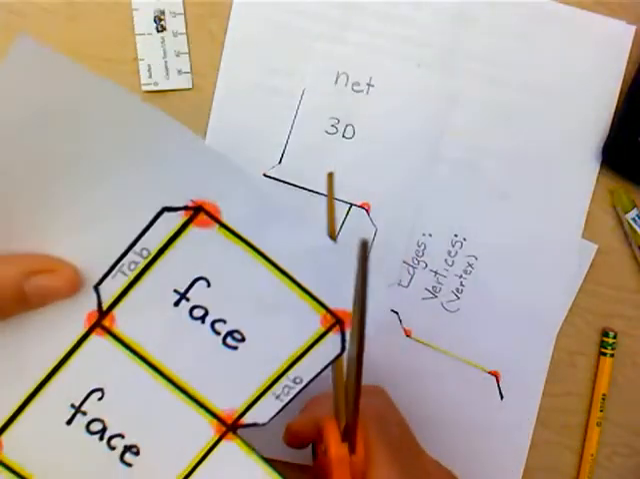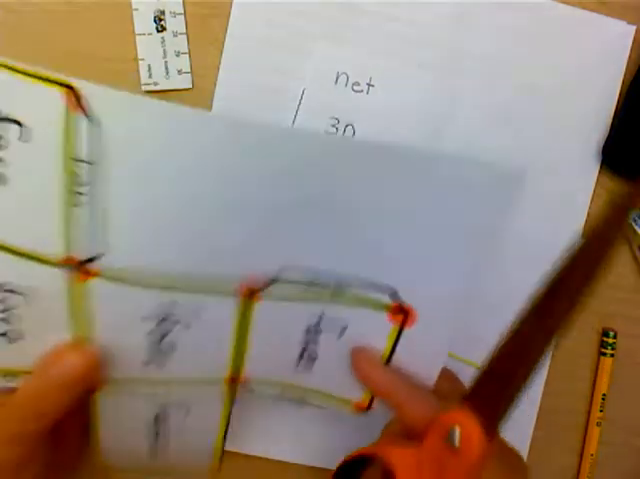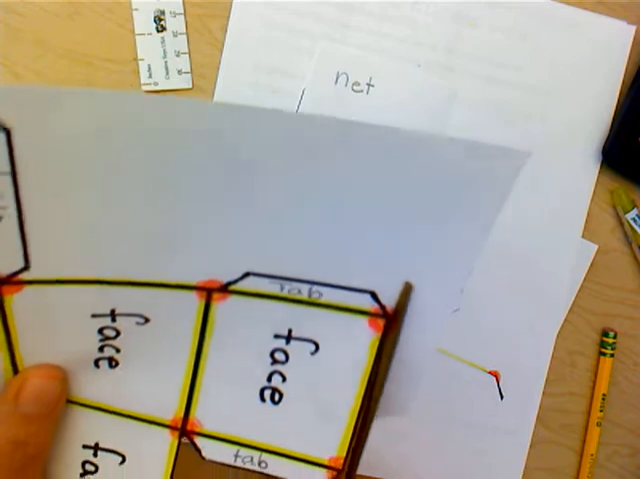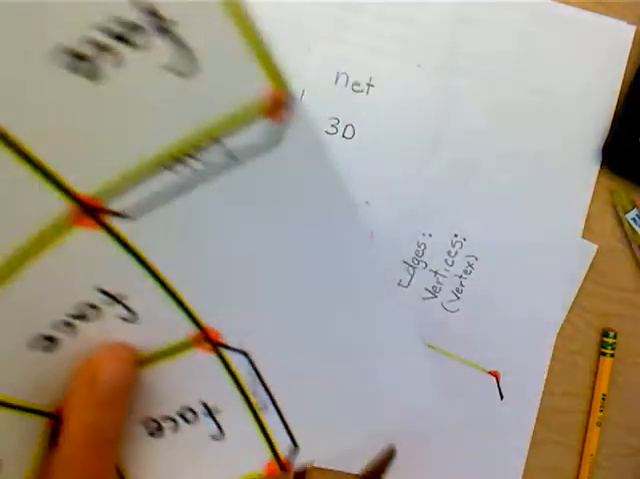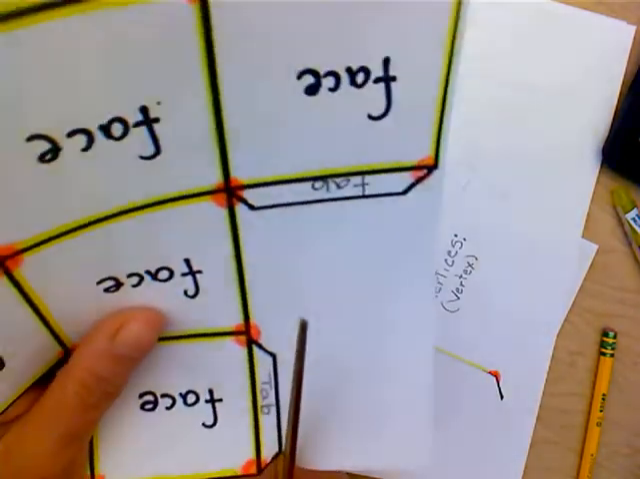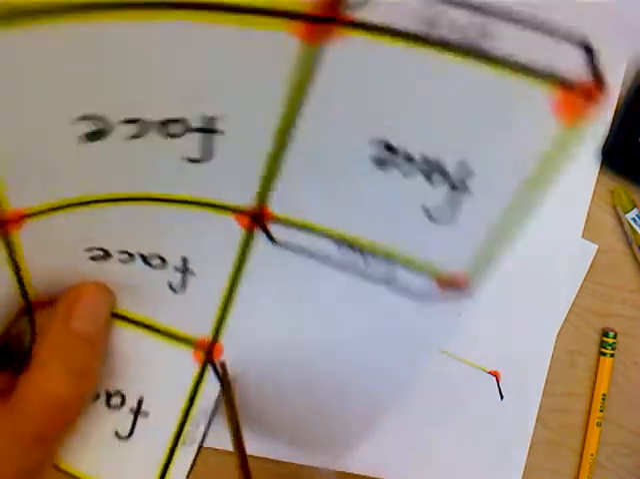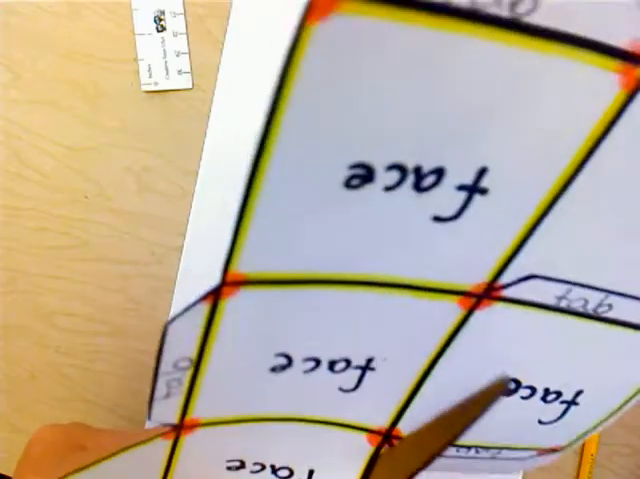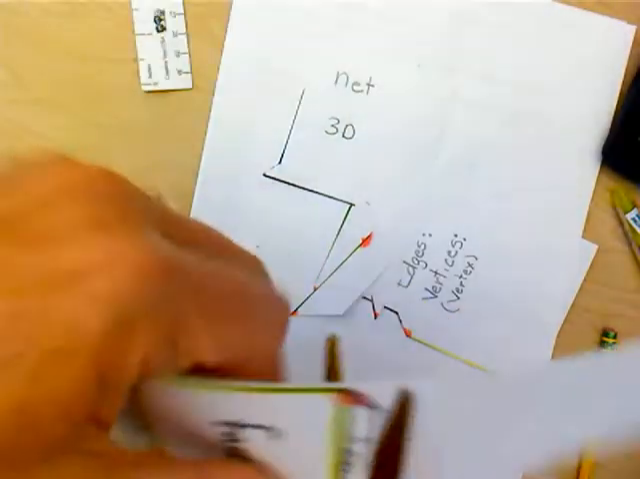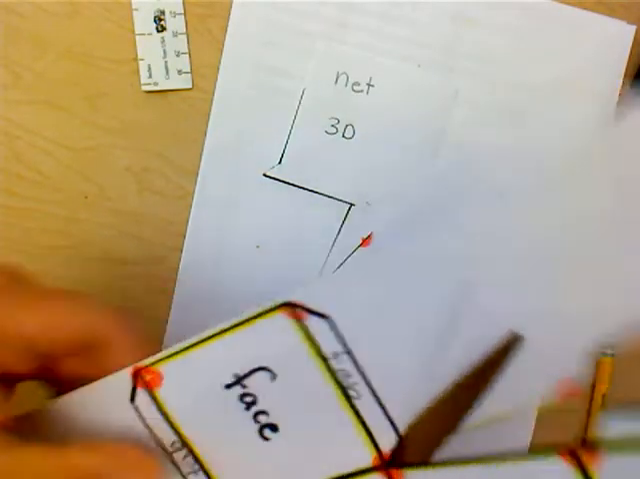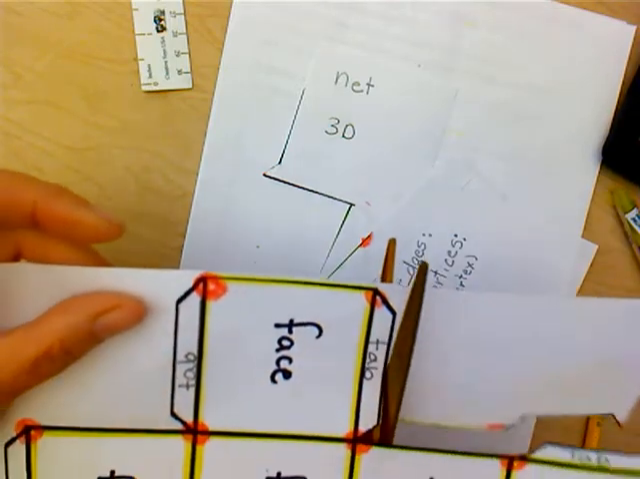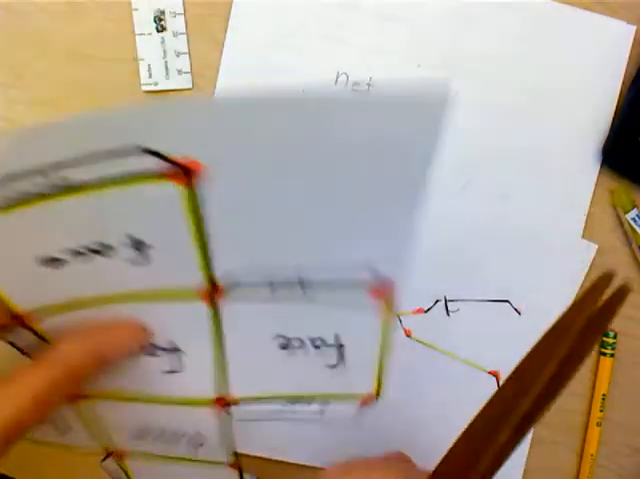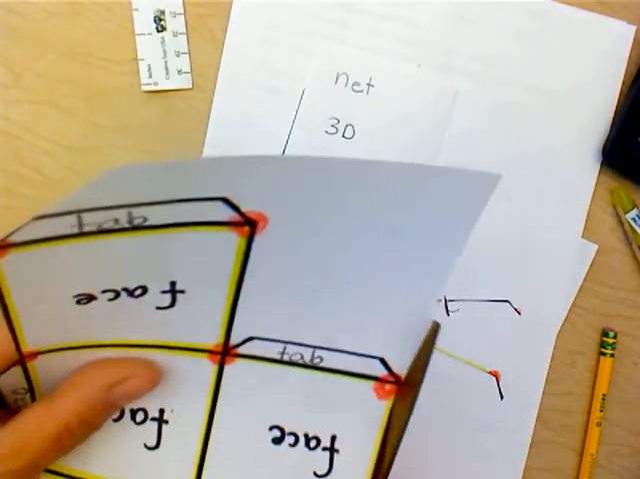Not cutting off the tabs. Making sure that my vertices are still visible by the time I get done, which is why I always have you make them pretty good size. And cutting all the way around. And this will make it a lot easier to count the edges and the vertices once we have our 3-dimensional cube put together. Okay, a little close on that side, but we can get that.